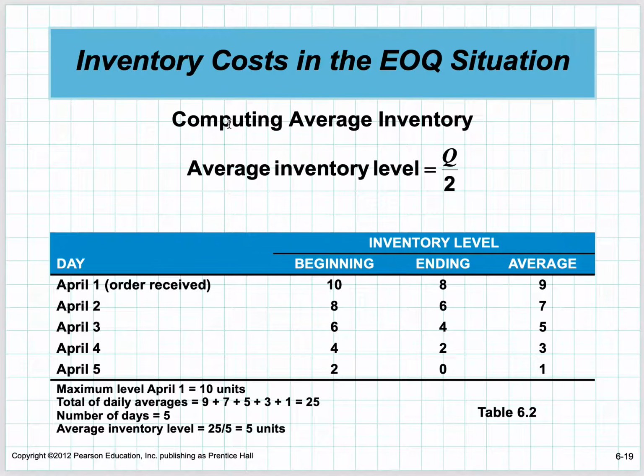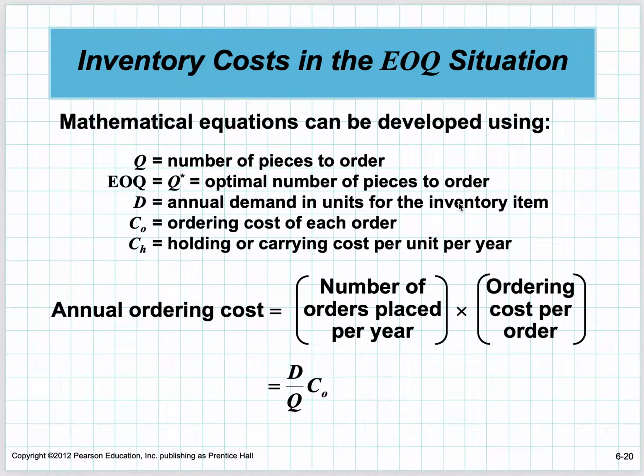So if we look at computing average inventory, we've done that. So you have April 1 beginning and ending, the average was 9 because they take the average of those. April 2nd, the beginning and end was the average of that. That's another way of taking the average. But we're using the Q over 2, which is what we'll use for most of the problems that you'll have in this section. So inventory costs in the EOQ situation.